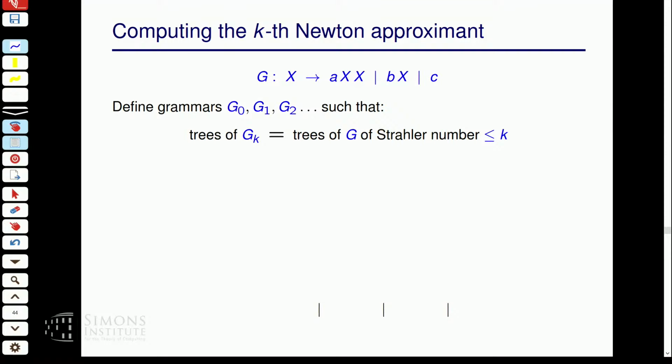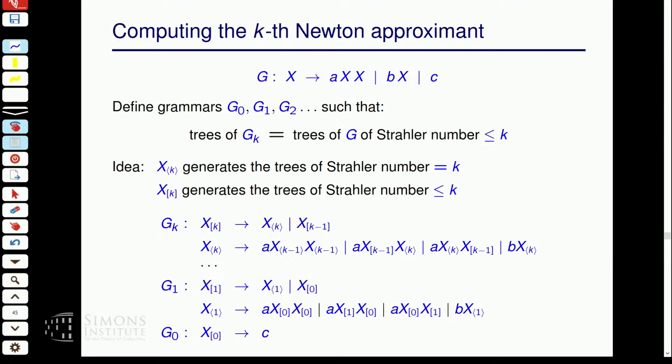How to do that is not very complicated. Here you have how to do it for this particular example. So how do you compute G0? G0 is a grammar which should produce only the trees of Strahler number 0, and the only one that you have there is C.